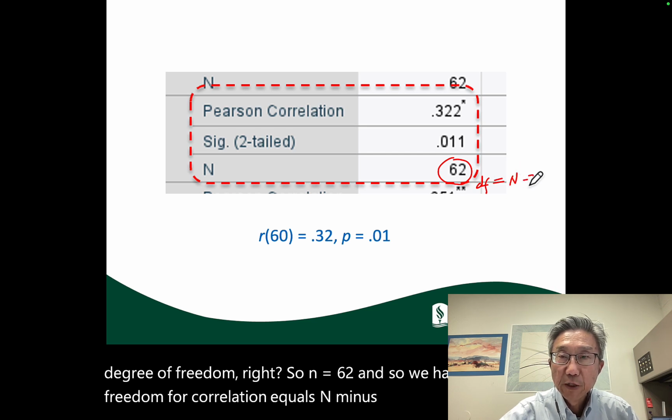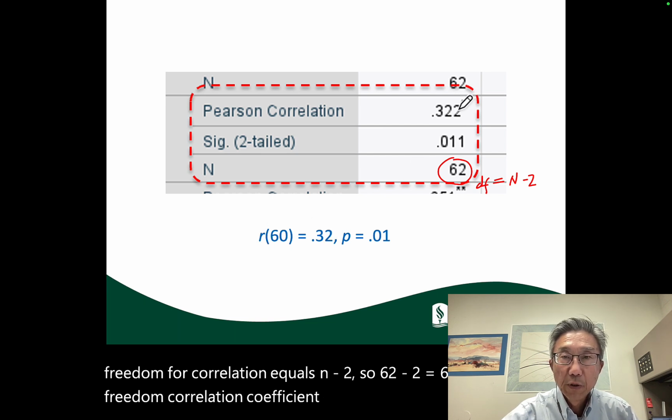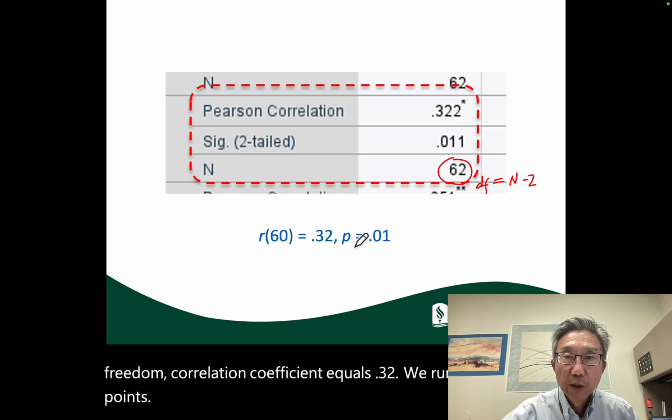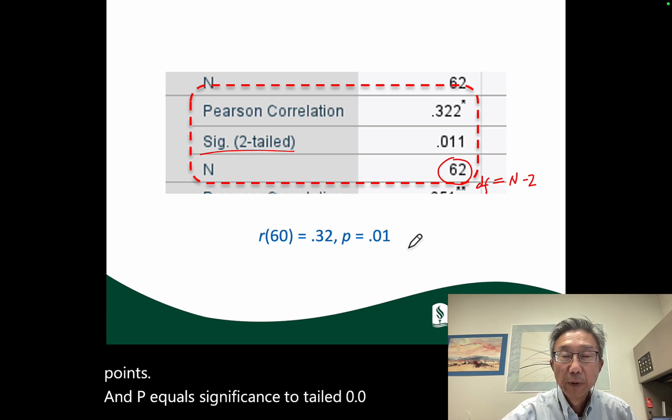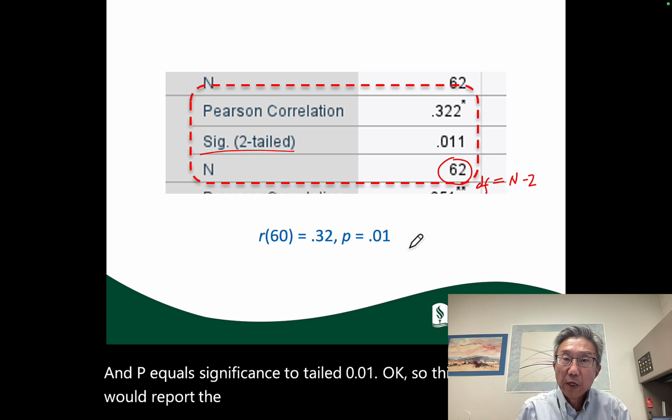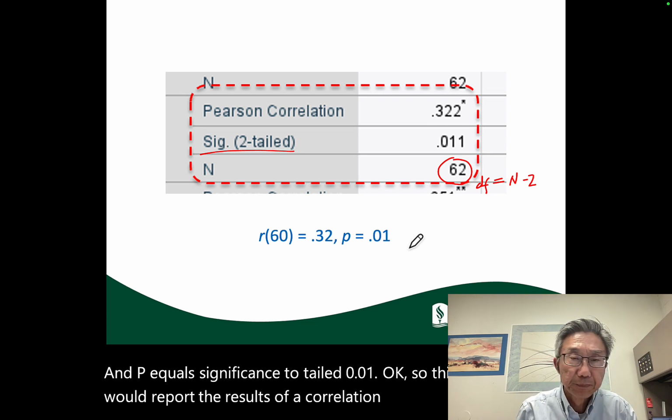So 62 minus 2 equals 60. So with 60 degrees of freedom, the correlation coefficient equals 0.32. We round to 2 decimal points. And p equals significance two-tailed, 0.01. Okay, so this is how we would report the results of a correlation in APA style.